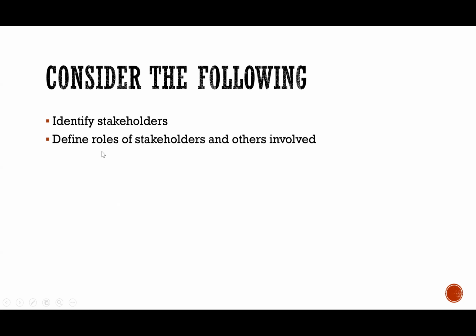Second point, define roles of stakeholders and others involved. Am I only going to implement, or will I also be responsible for the results? I will be held accountable for it. What is my level of involvement? So it's not only to define the human power involved in that, but also to define the responsibilities. So by then, we have a clear accountability channel and reporting lines related to every action.